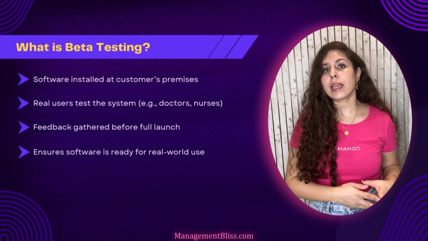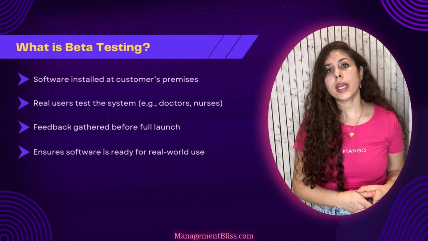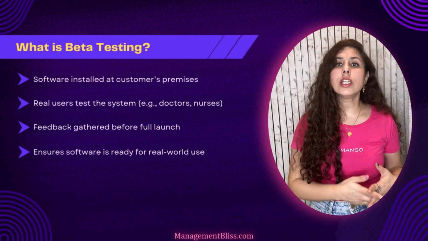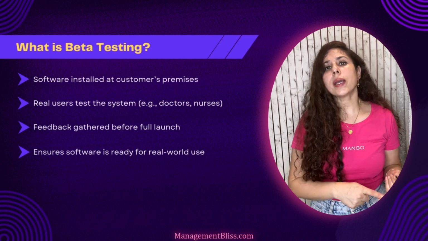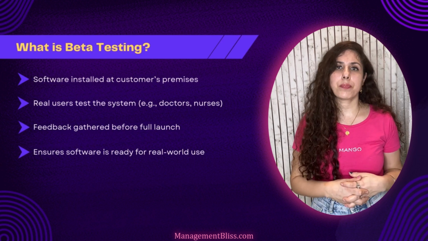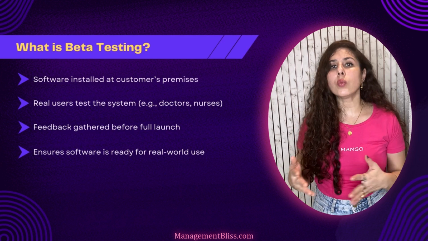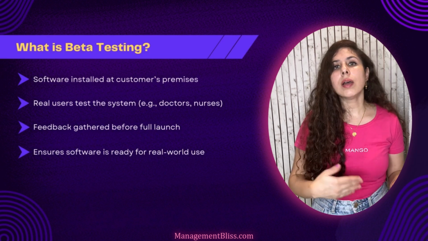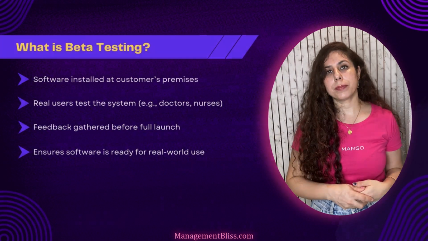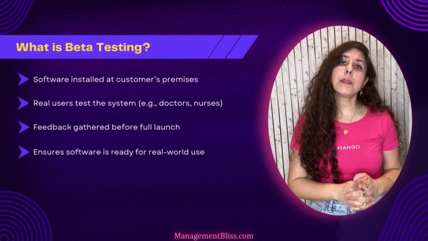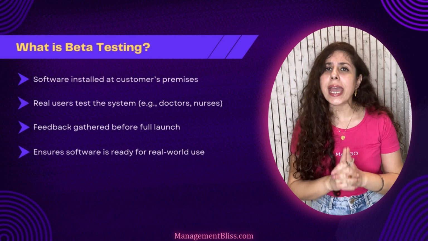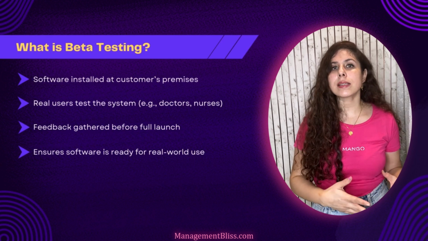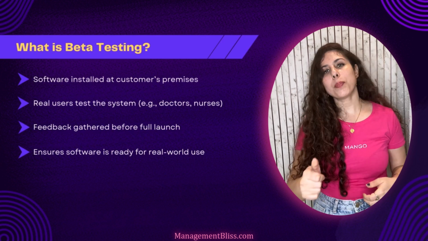Now, instead of going live in a big bang manner, some customer locations start using the system live. Doctors and nurses at these locations will use it for their daily work like booking appointments, managing patient records, etc. They will give feedback on what works well and what doesn't. It's like giving the system a test drive before rolling it out for everyone. Beta testing is important because it is the best way to catch any last minute issues or get real world feedback. Beta testing helps us make sure that the system is ready for prime time.